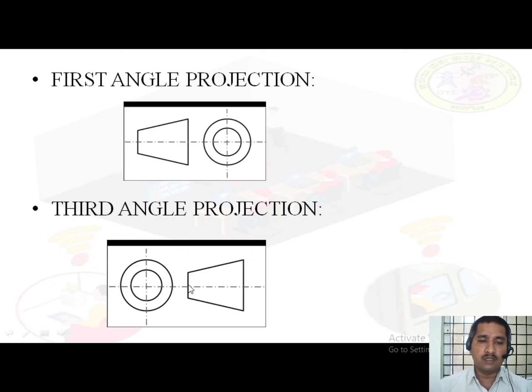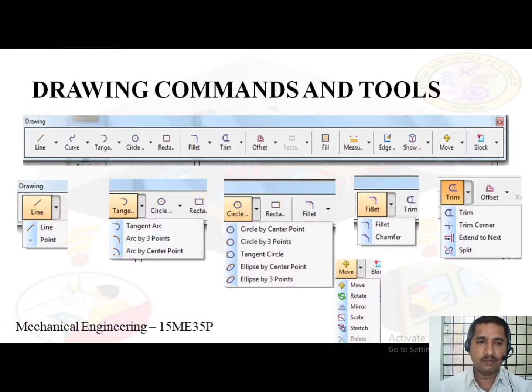See this picture. This symbol represents the third angle projection. In the third angle projection, the object is placed in the third quadrant. The object is placed behind the vertical plane and at the bottom of the horizontal plane. The third angle projection is widely used in the United States. Move on to the next slide.